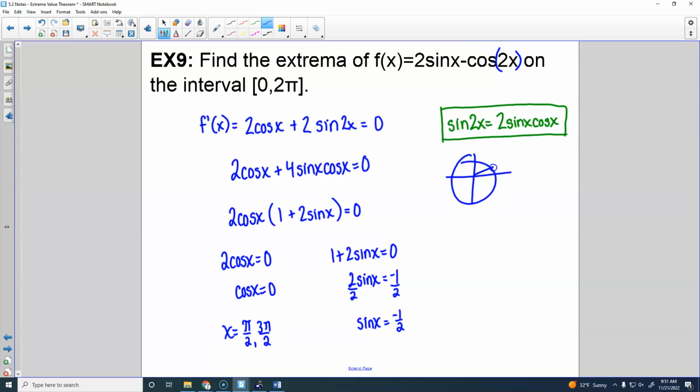So like right here, it's pi over 6. Right, that's square root of 3 over 2, positive 1/2. But we need negative 1/2, which is going to be like right here and right here. 7 pi over 6 and 11 pi over 6.